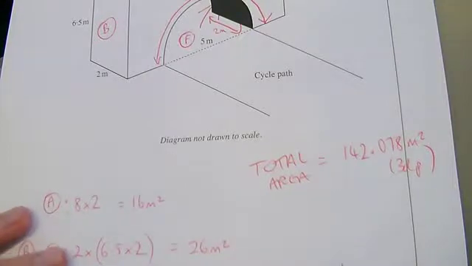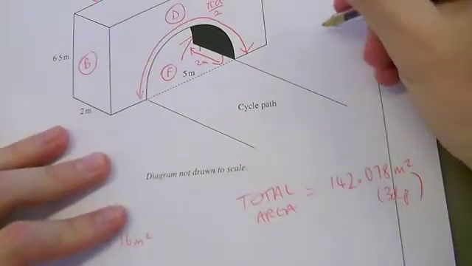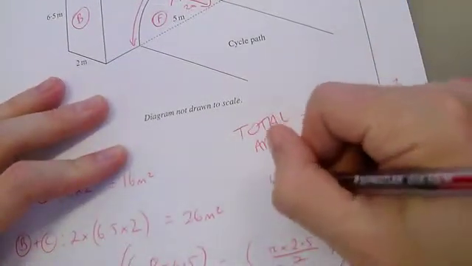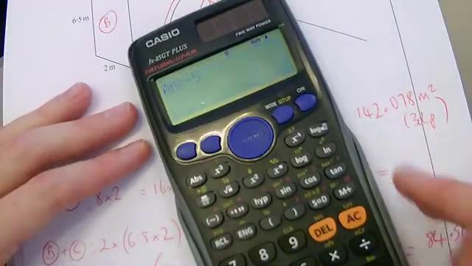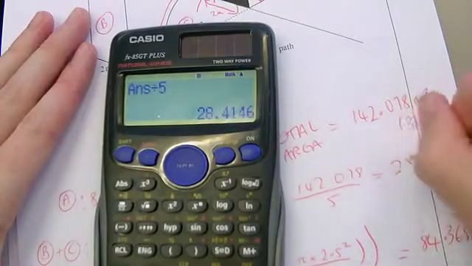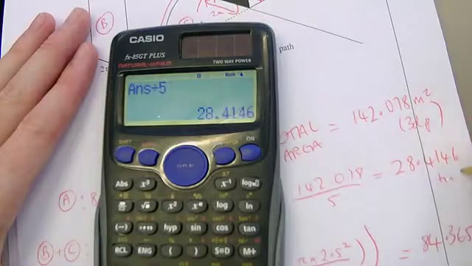How are we looking now? Are we almost there? Yeah. What would I do next? Divide by 5. Good. So 110 equals 5. So if I divide that 142.078 by 5, I get 28.4146. Now that's tins of paint that I need.